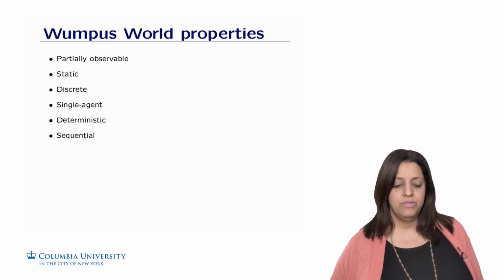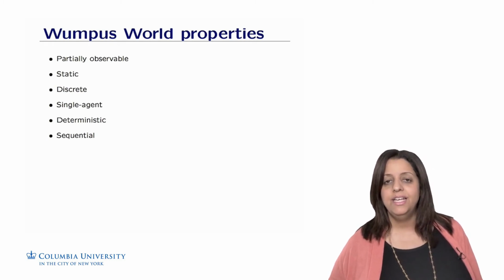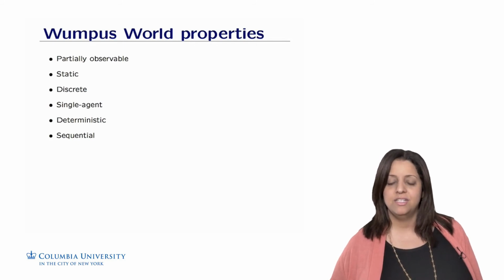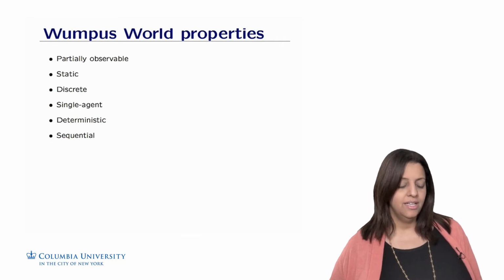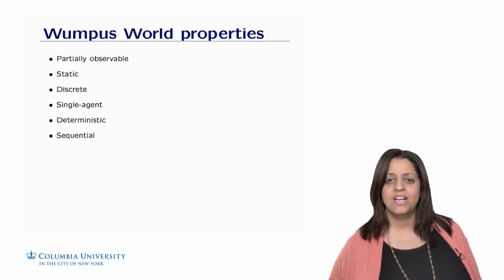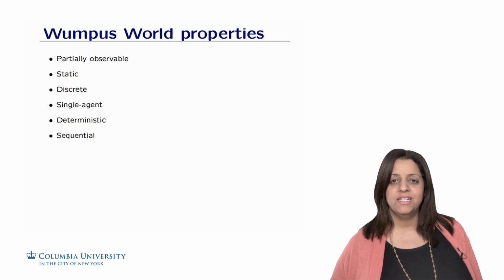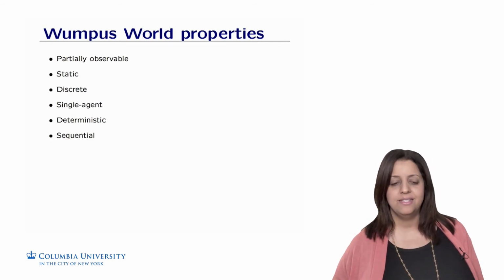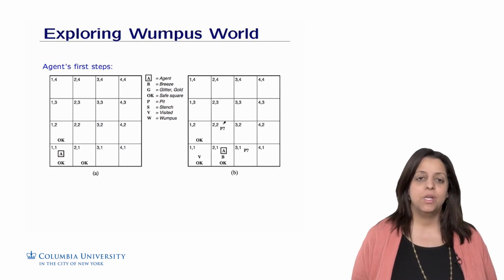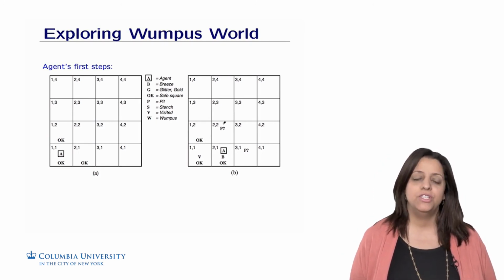The Wumpus world properties are as follows. It's partially observable because the agent can only perceive its close environment, like the adjacent rooms. It's static because the Wumpus and the pits are not moving. It's discrete. We know exactly the actions and the outcomes. It's single agent. It's deterministic. And finally, it's sequential.